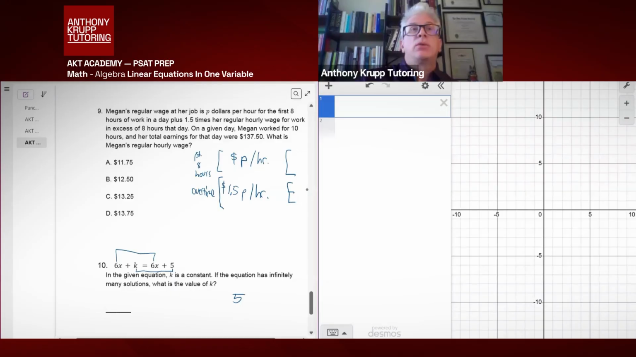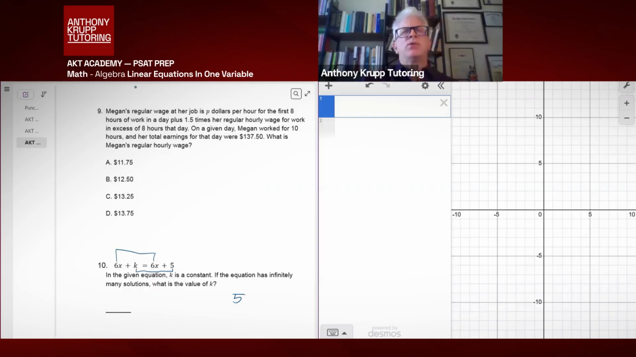And it gives us her total. So what is the regular hourly wage? There are a few ways you could do this. One way I would recommend, let me erase this for just a moment here. One way I would recommend is noticing that the answer choices are actual numbers, right?